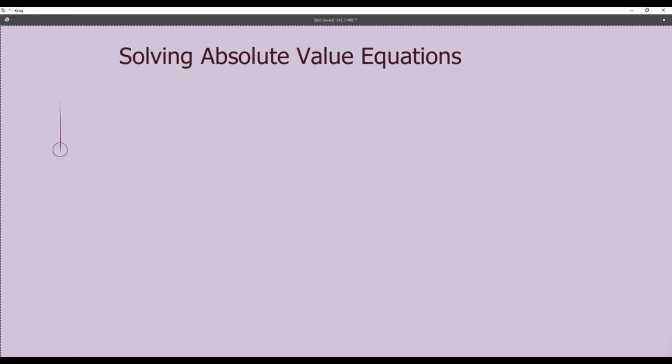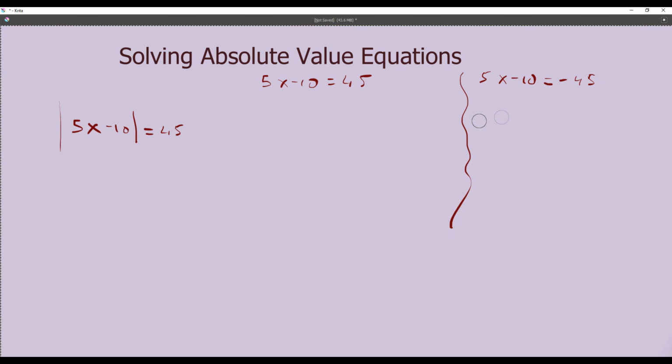So here I have absolute value of 5x minus 10 equal to 45. I split that into two equations. 5x minus 10 is equal to 45, or 5x minus 10 is equal to what? Negative 45, right? So you just keep the same, but you make one stay positive, one turn to negative, all right?